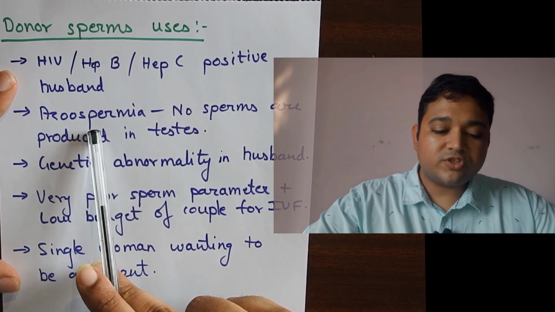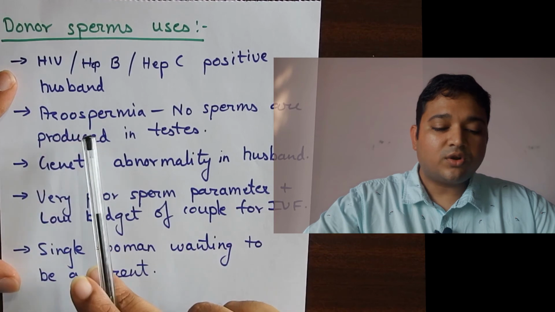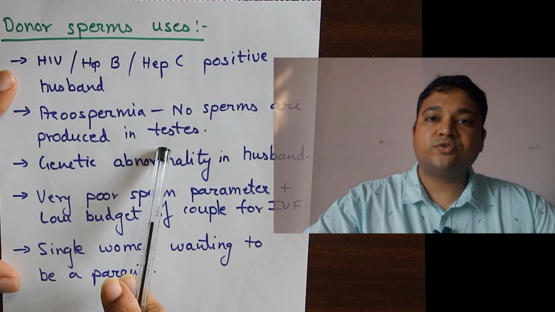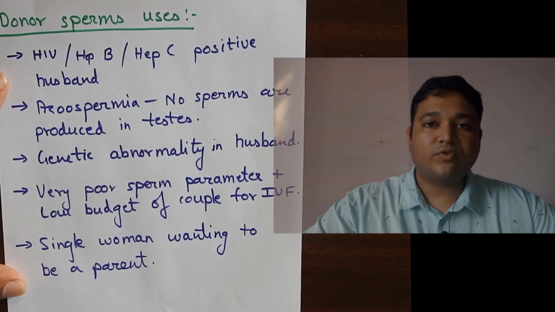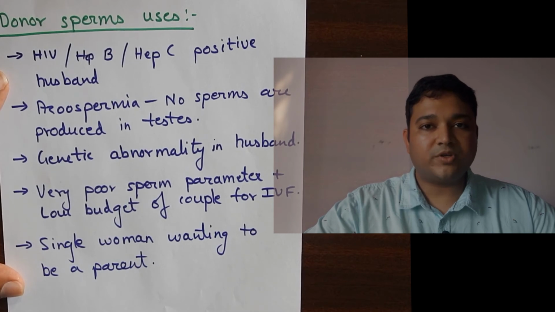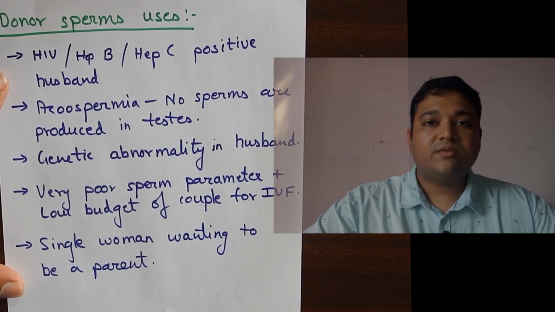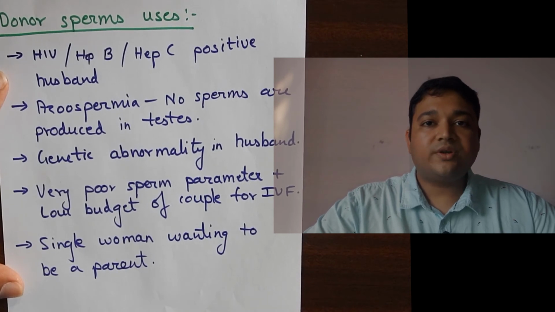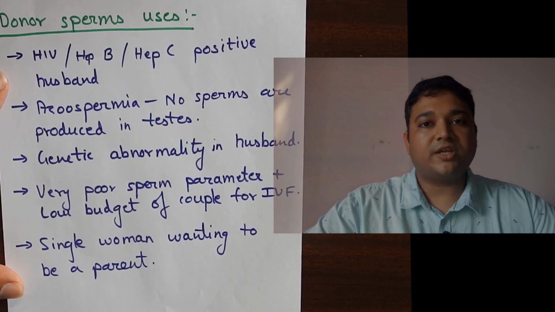We recommend donor sperms to be used in those cases of non-obstructive azoospermia when no sperms are produced in the testis to begin with. It is important for you to note that there are very good treatments for obstructive azoospermia. In these treatments, we can extract the husband's sperms from either the testis or the epididymis and use it for conception in techniques of IVF and ICSI. You can see further videos on treatments of azoospermia on our channel.